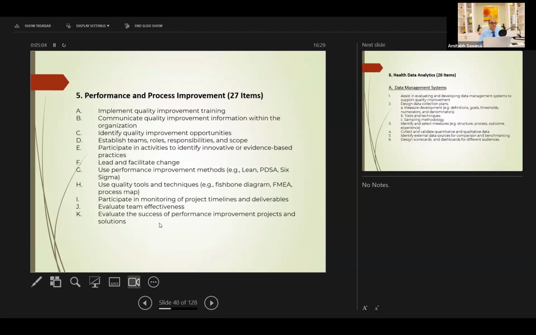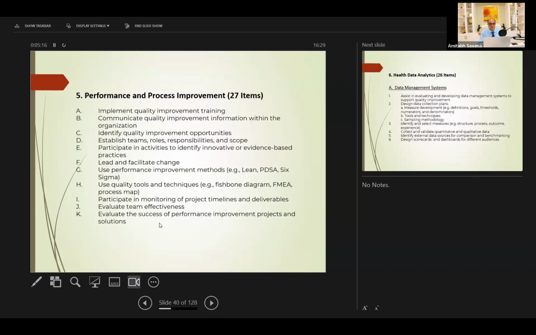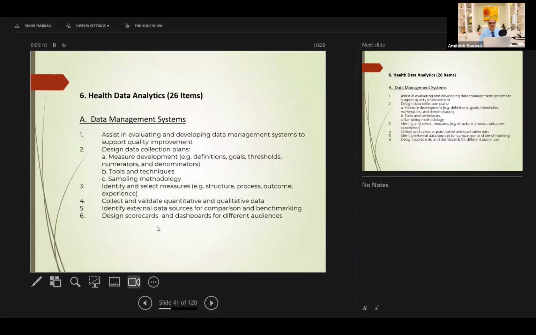Then we also learn about performance and process improvement. So today I will be expanding upon that. And why? Because 27 questions are there. So process, performance and process improvement and health data analytics, 26 questions and 27 questions. So you can imagine more than 50, 53 questions are from these two modules.